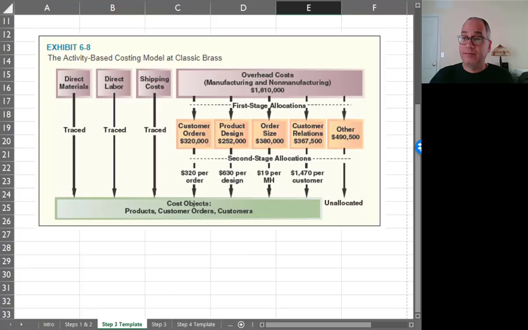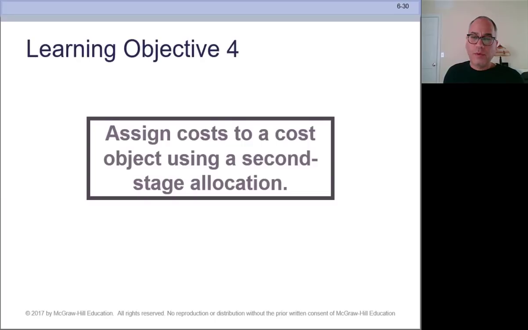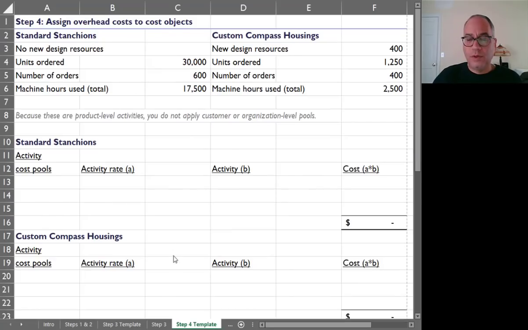Next, we're going to do the second stage allocation, also known as step 4, assign overhead costs to cost objects. So we're now at step 4 template in the spreadsheet. And this is step 4, assign overhead costs to cost objects. For this particular company, this is the company in the book.